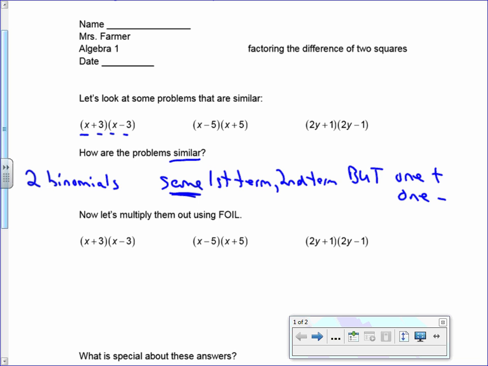So each one of these has the same first term, x and x, 2y and 2y, the same second term, 5 and 5, 1 and 1. But in each case, one of the factors has a plus, and one of them has a minus. This one's got the minus first and the plus second. This one has the plus first and the minus second. So this is how the problems are similar.